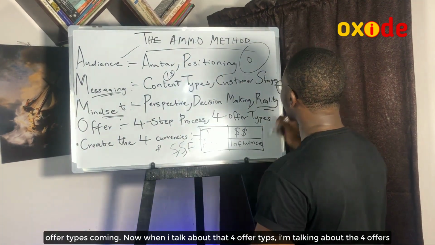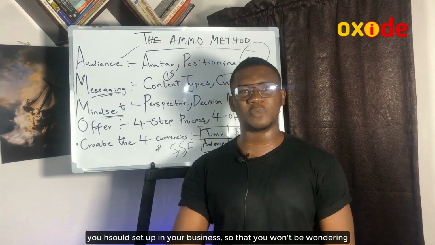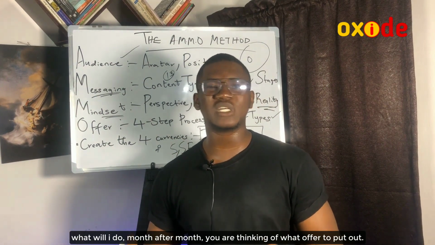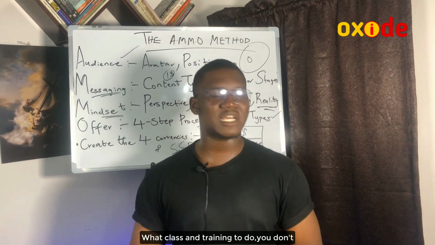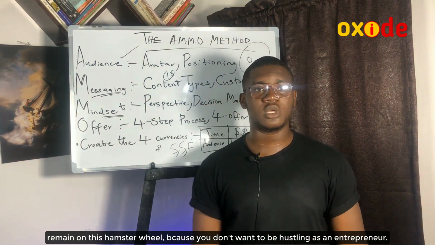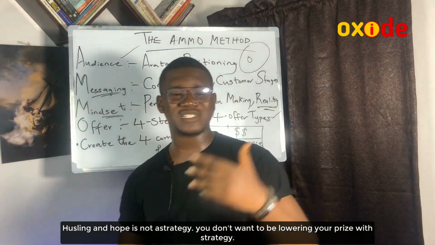And this is where the 4 offer types come in. When I talk about the 4 offer types, I'm talking about the 4 offers you should set up in your business so that you won't be wondering, okay, what would I do? Month after month, you're thinking of the next thing, what offer to put out, what class to hold, what training to do. You don't remain on this hamster wheel because you don't want to be hustling as an entrepreneur. Hustle is not a strategy. Hope is not a strategy.